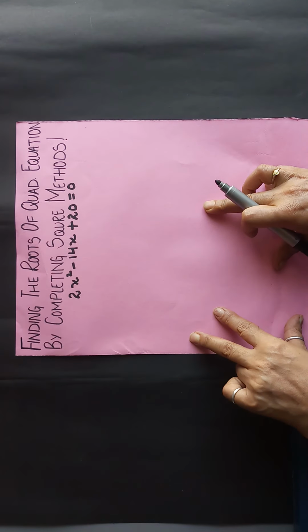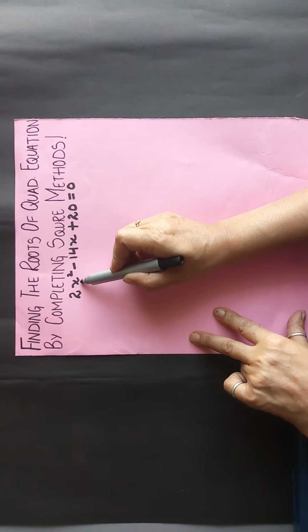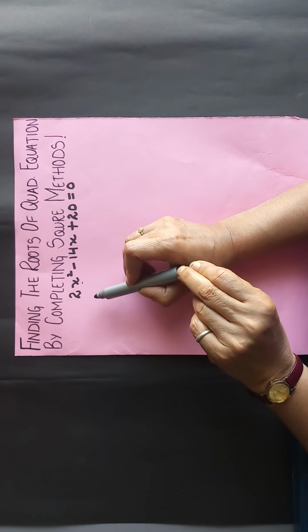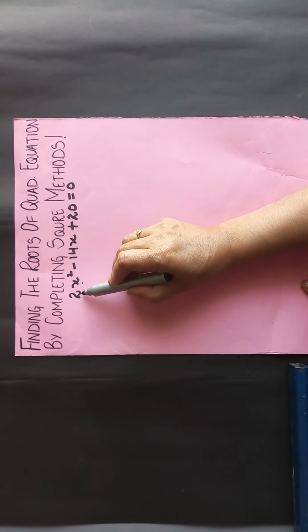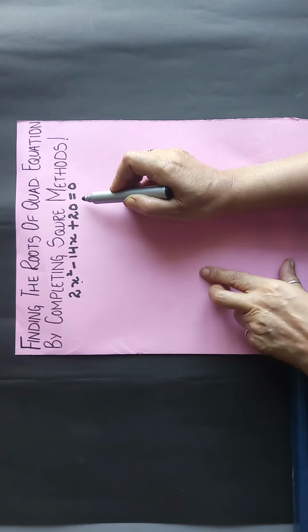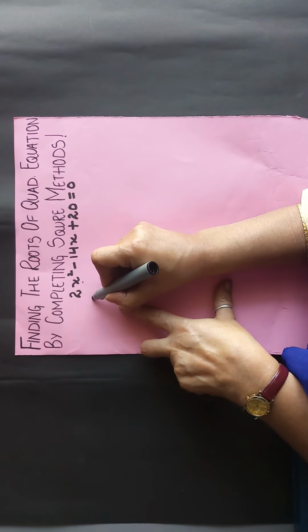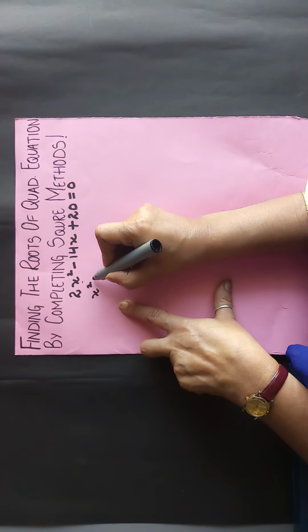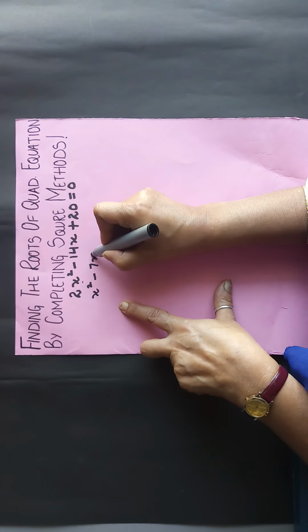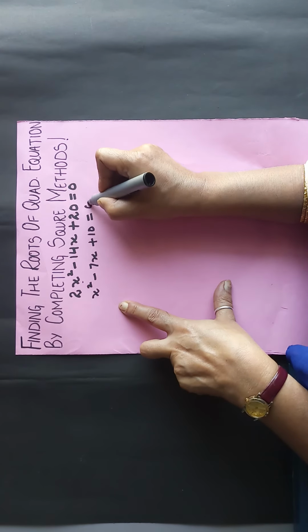In this, what you have to do is that first keep the coefficient of x square as 1. This means that if you have any number along with the x square, divide the entire equation by that number so that the coefficient of x square remains 1. Let's do that in this case. So we will get x square minus 7x plus 10 equal to 0.